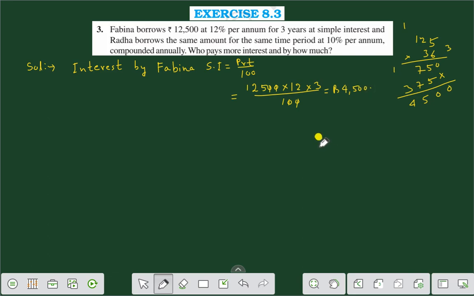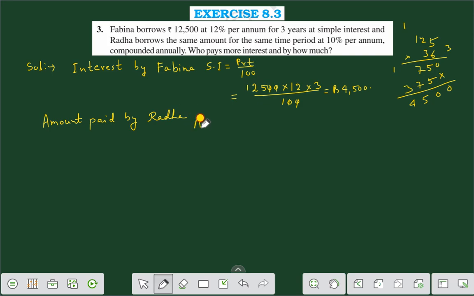But Radha borrows the same amount for the same period at 10% per annum compounded annually. Therefore, we find the amount paid by Radha.